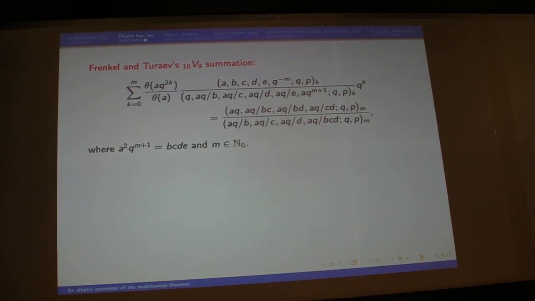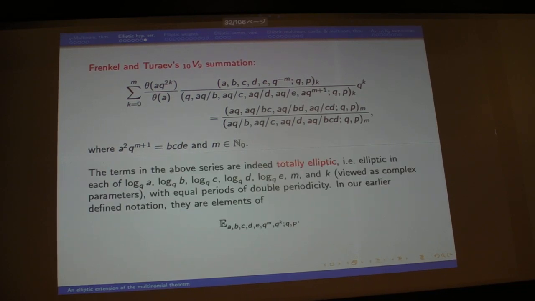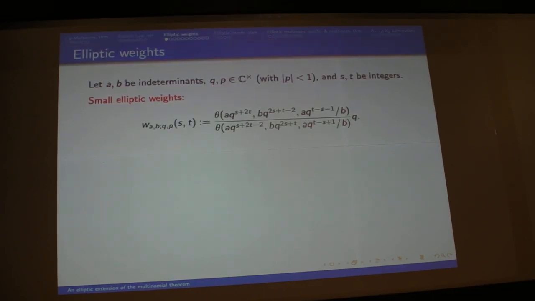What is maybe interesting: if m is 1, you just have two terms, 1 plus a quotient of theta functions equals another quotient of theta functions. And that's equivalent to this three-term addition formula. And indeed, the terms are totally elliptic in several of the variables. But okay, so this is all well known.